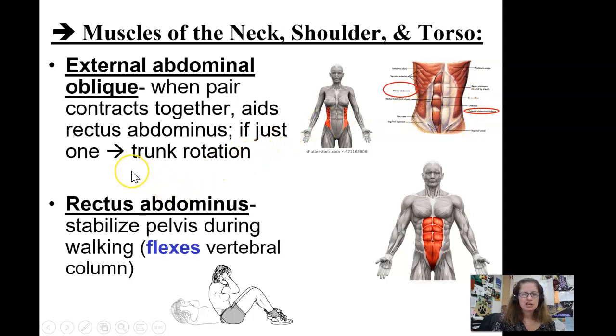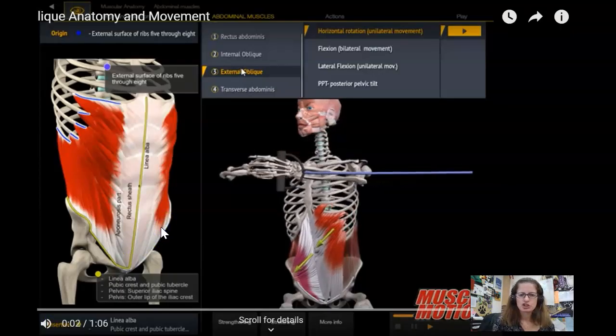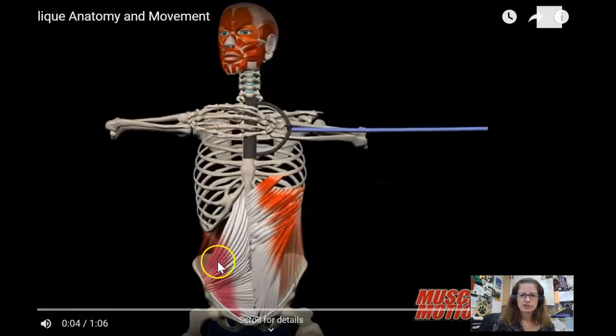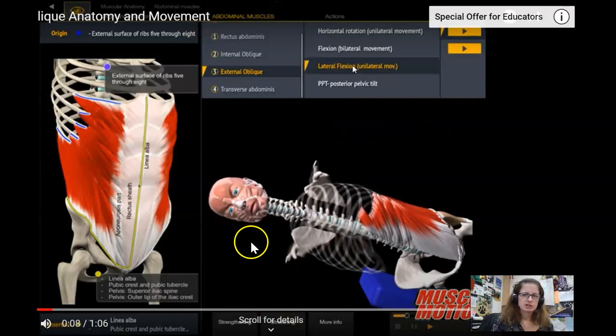So let me show you a video of that trunk rotation. All right, so let's watch this guy. He's engaging just one. So that's the one on the other side. So these guys over here are pulling him in that direction.